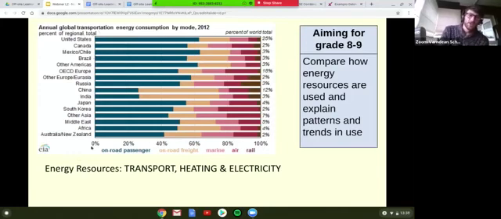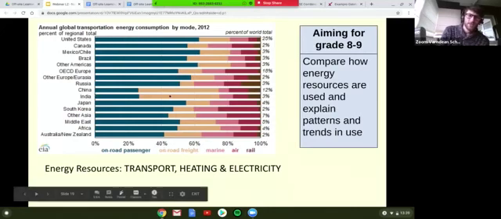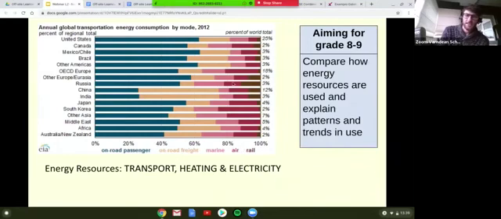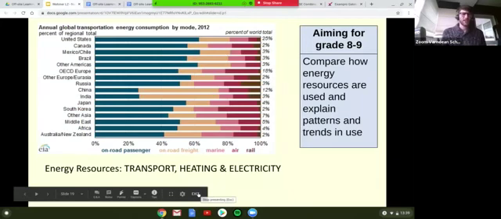Okay, so along the bottom, it shows you that this line here would be 0, 20%, 40%, 60%, 80%, 100%. And then it also shows you the percentage of world total that each country is. Okay, now, I'm going to give you just a minute to have a look at this.